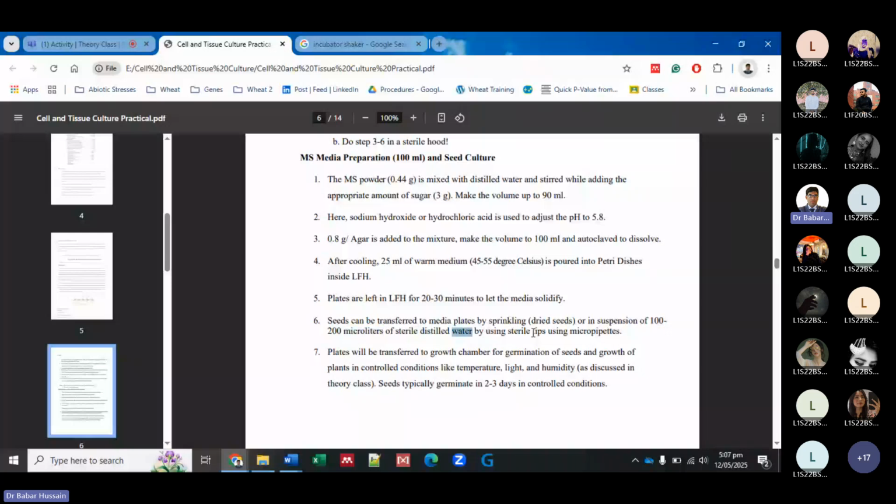Plates will be transferred to grow chamber for germination of seeds and growth of plants in controlled condition like light, temperature and humidity. We have already discussed in theory and practical class that the temperature should be like 22 to 25 degrees centigrade. Light should be around 4,000 to 25,000 lux. Humidity should be like 90%. So seeds will germinate in 2 to 3 days, and you will get good size of plant in 2 to 3 weeks. So this will be your project as well.